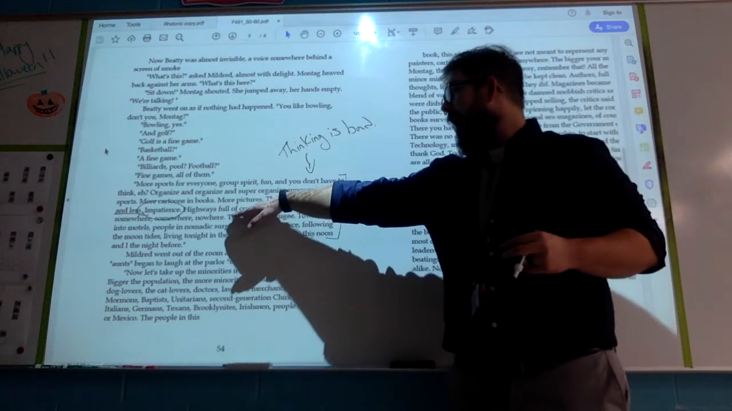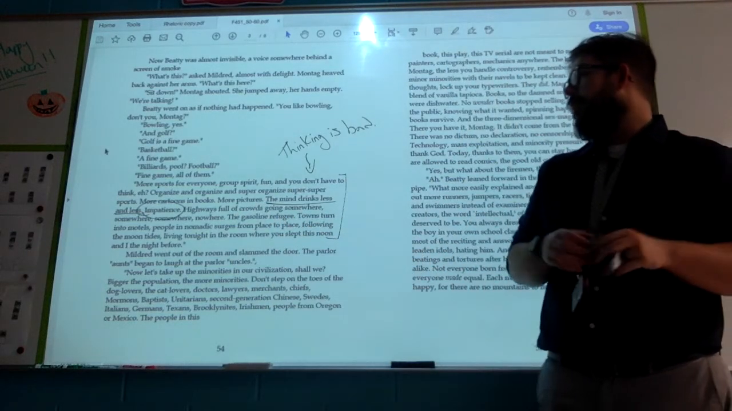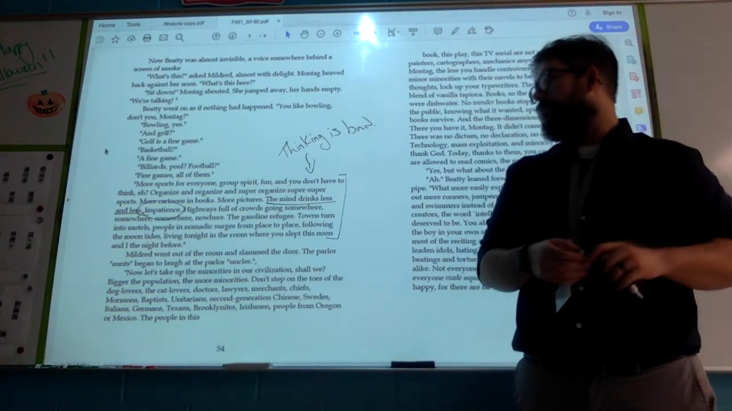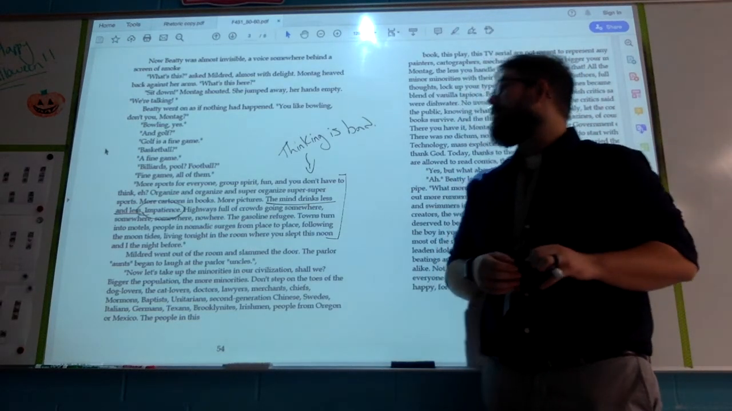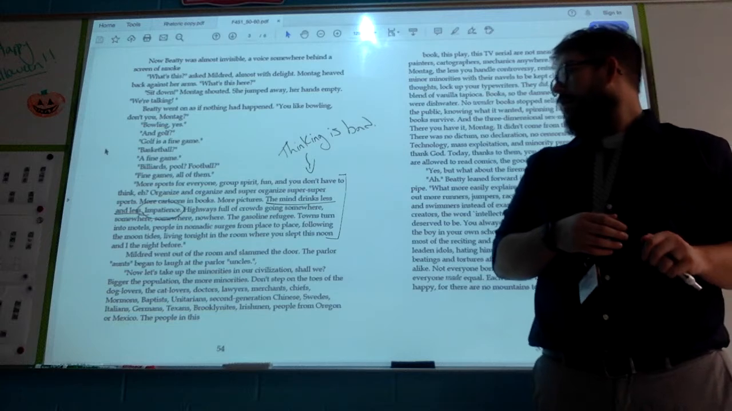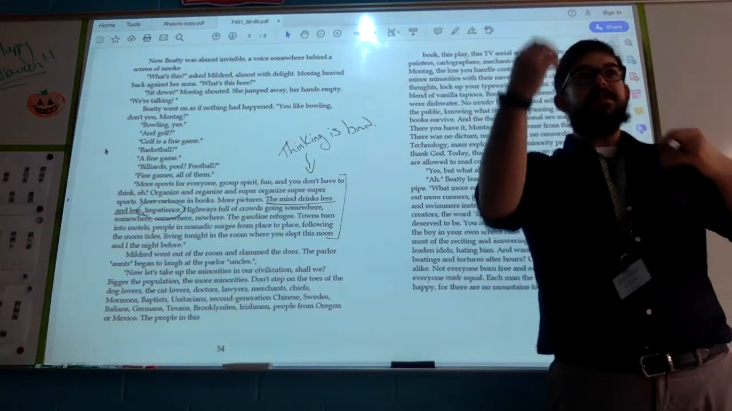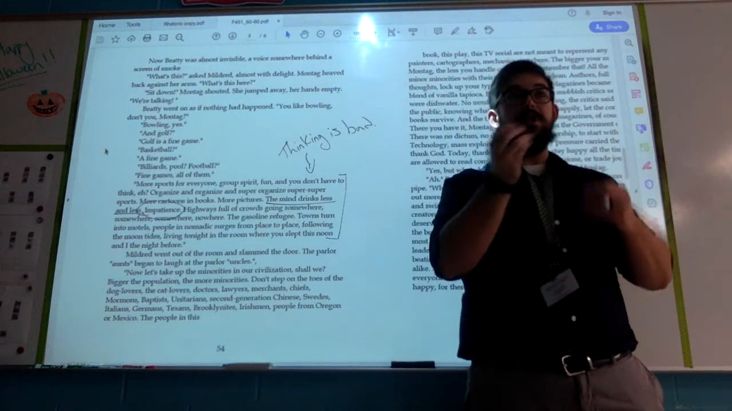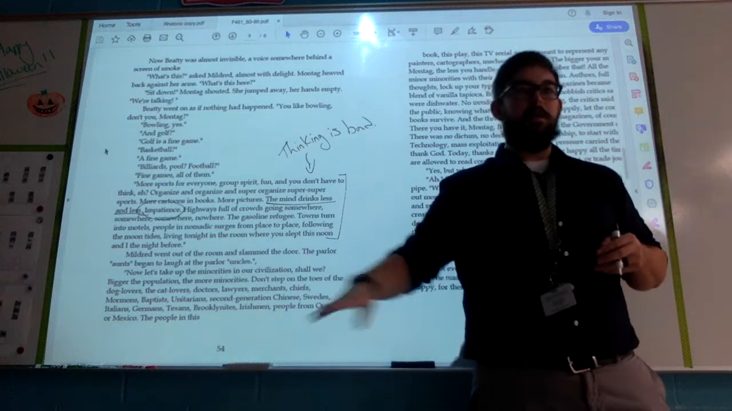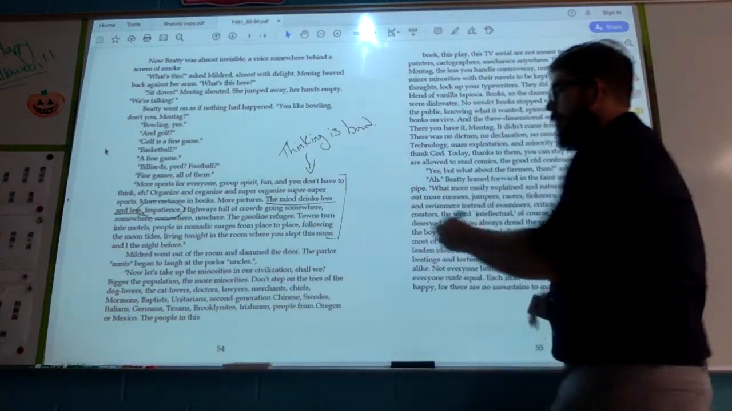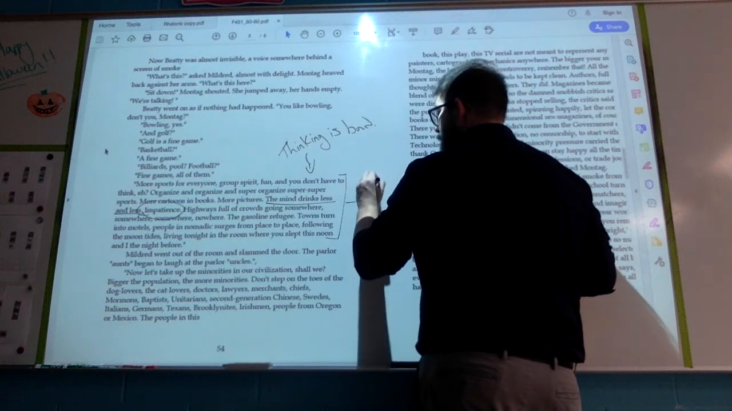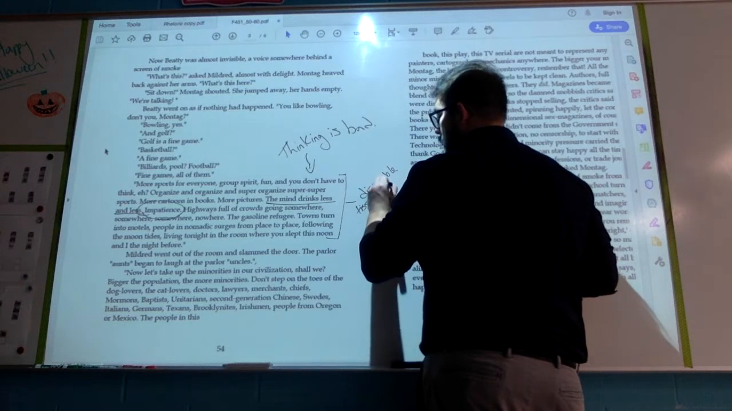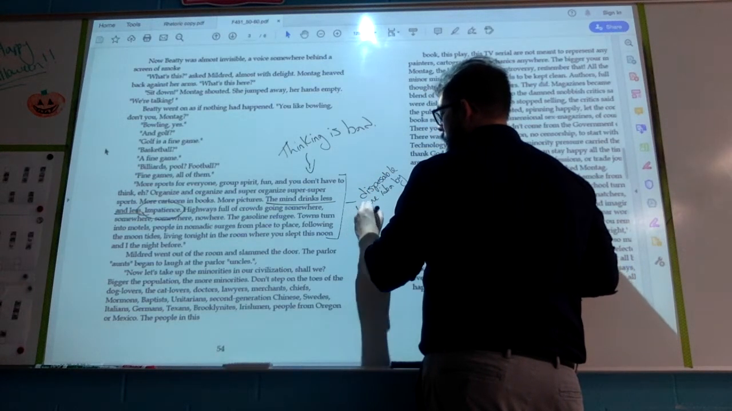Then we have this idea here: highways full of crowds going somewhere, nowhere. The gasoline refugee. Towns turn into motels, people in nomadic surges from place to place, following the moon tides, living tonight in the room where you slept this noon, and I the night before. This is the same idea the uncle told us about in the very beginning, the idea of the disposable tissue, right? You just blow on the tissue, throw it away. It's disposable. You don't need it. Same thing with life happening here. Disposable tissue idea by the uncle.